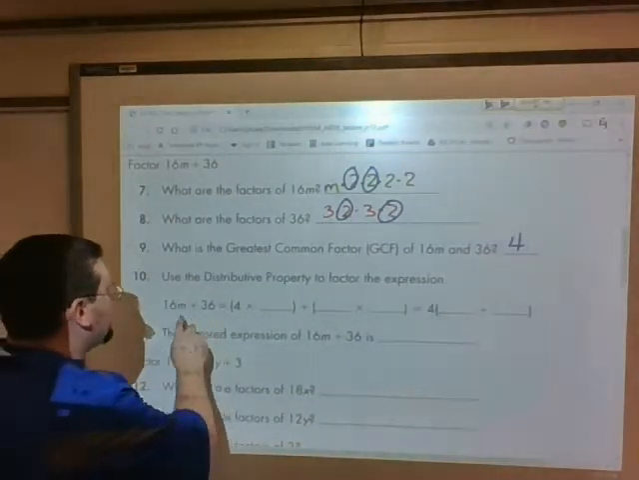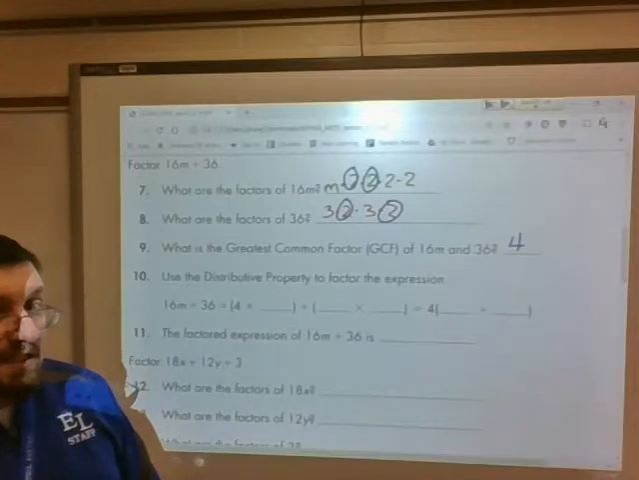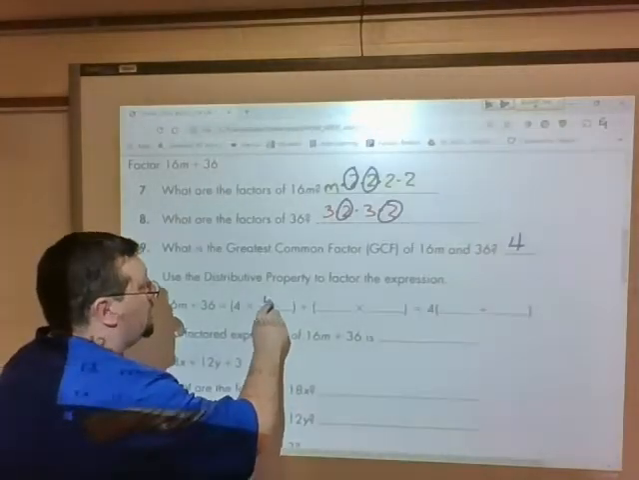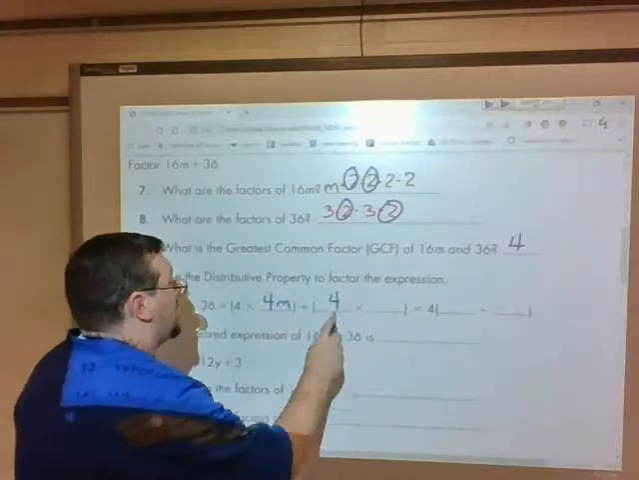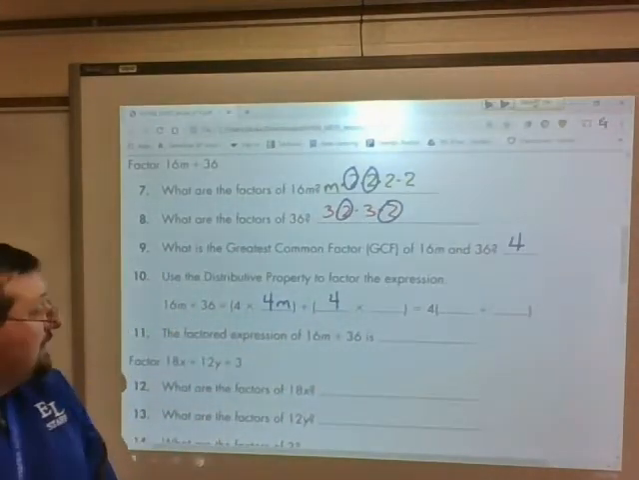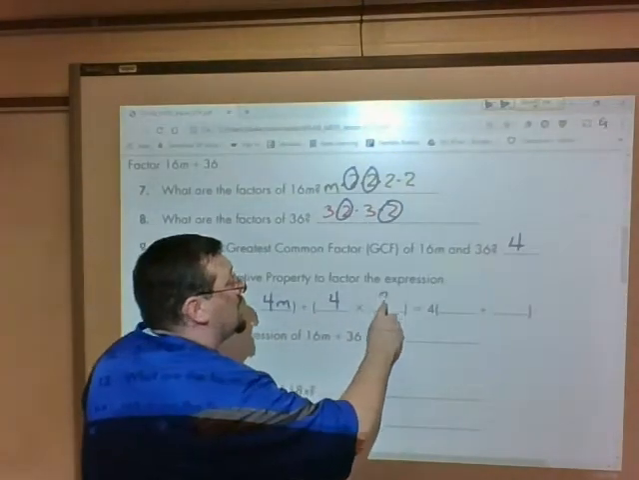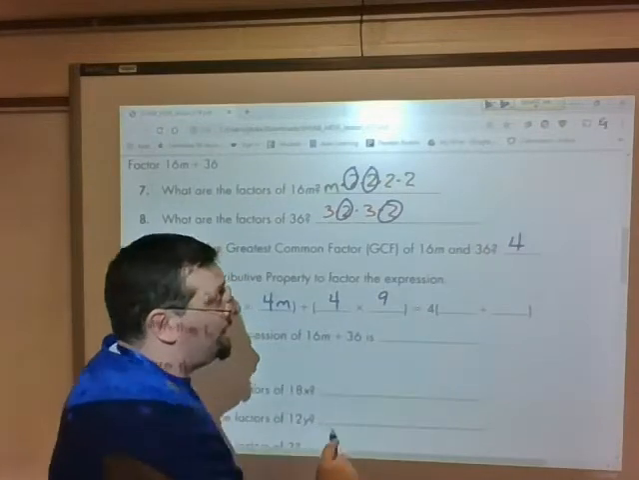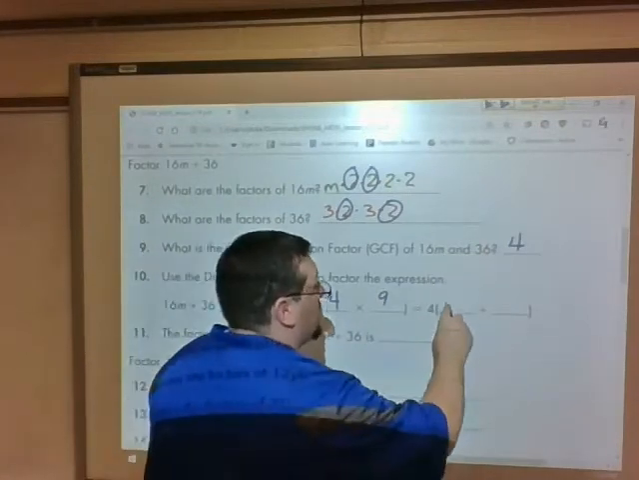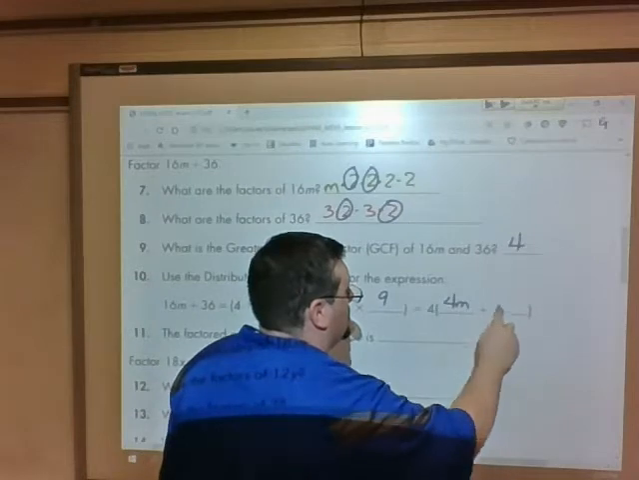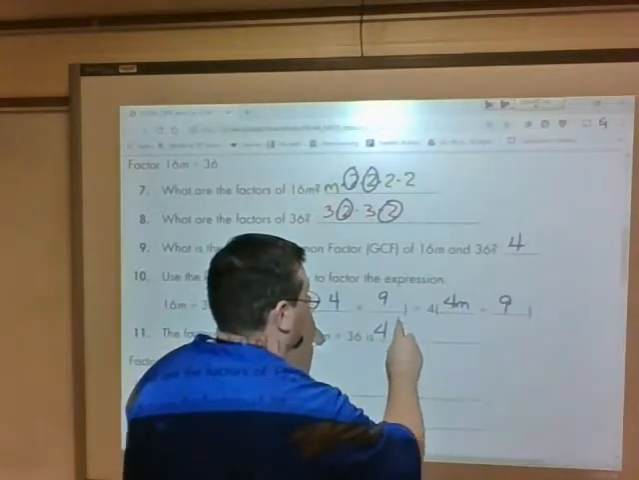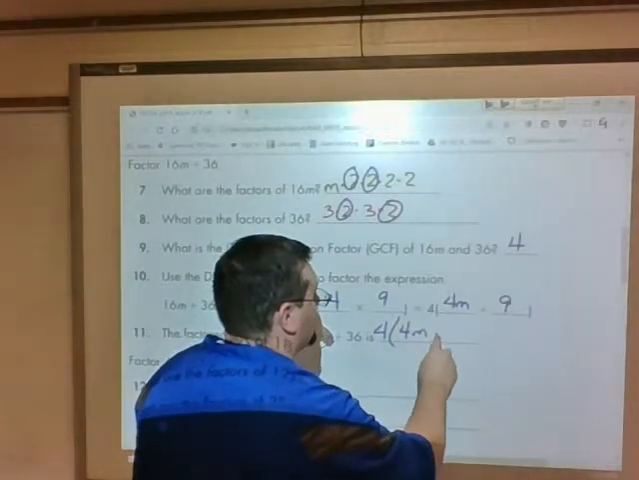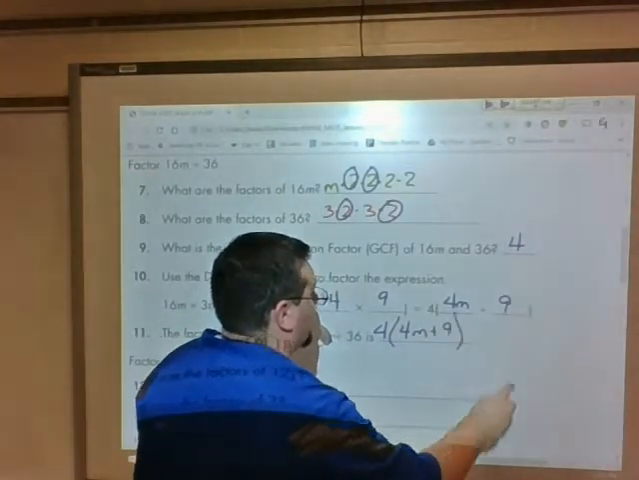Now I've got a common expression. 4 times what number will give me 16m? It's going to be 4m. I'm going to take my 4 out again here. 4 times what gives me 36? That would be 9. So my factored expression is 4 times the quantity of 4m plus 9.